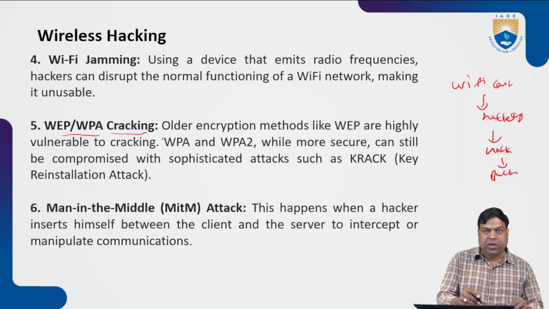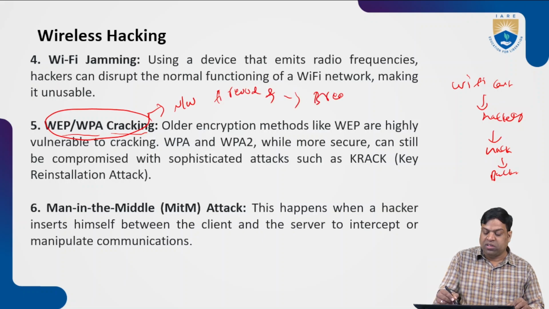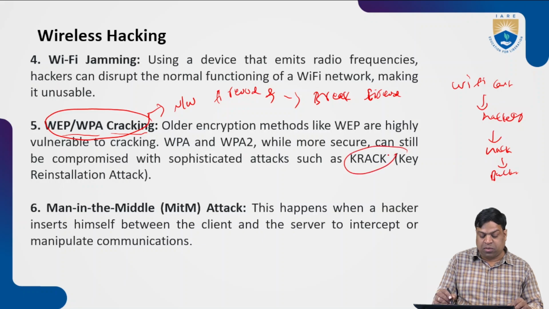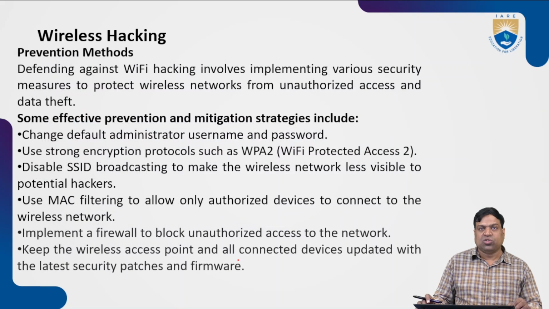And WEP, WPA cracking. These are the network protections. They break them using some tools, such as a key reinstallation attack. Using this method, they break the security of the organization's Wi-Fi. Man in the middle means between the source and destination. If encryption is not in place, the hacker in the middle will monitor the data being transferred from source to destination, and he will manipulate the data in the communication between them.